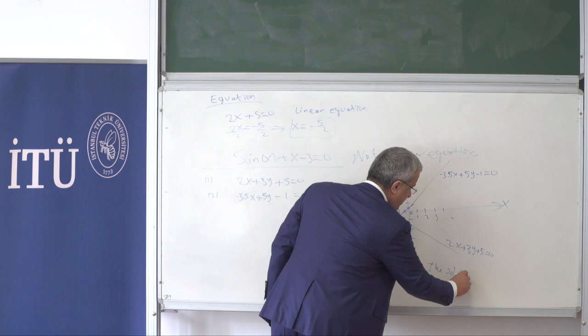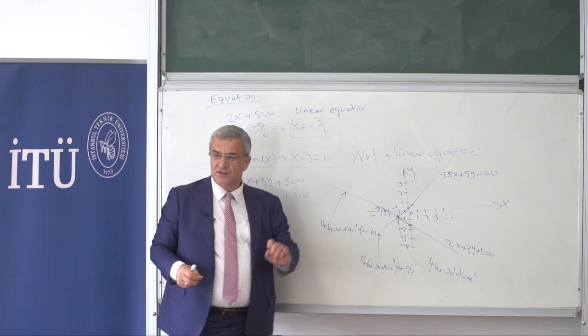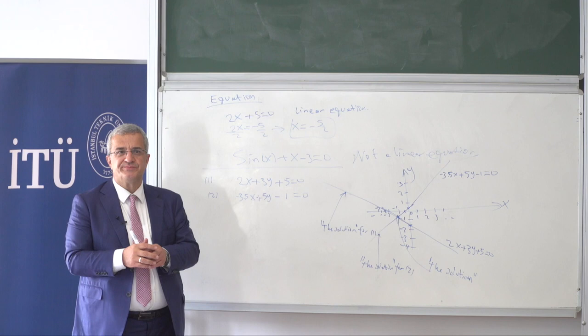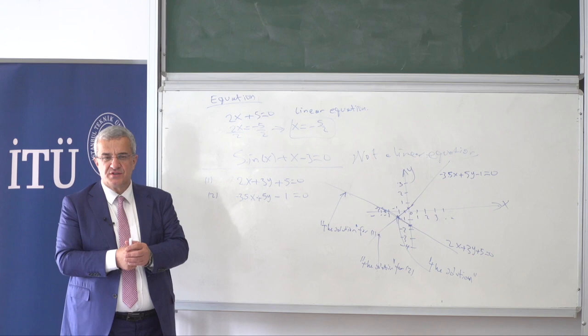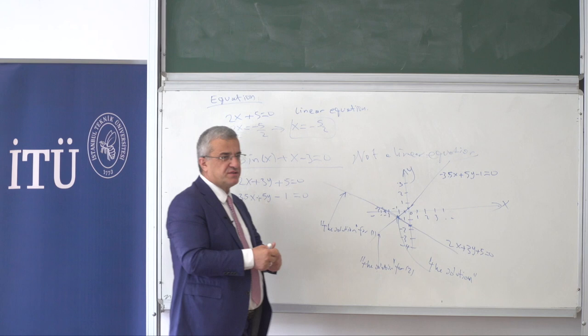This is the solution of this system of linear equations, the intersection of two lines. So you get the picture now, right? So what if they don't intersect? Is it possible that two lines do not intersect? Yes. So let's look at an example.